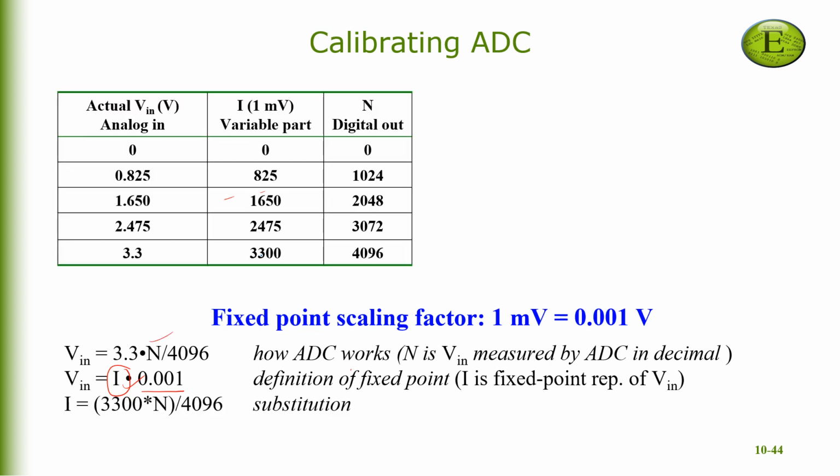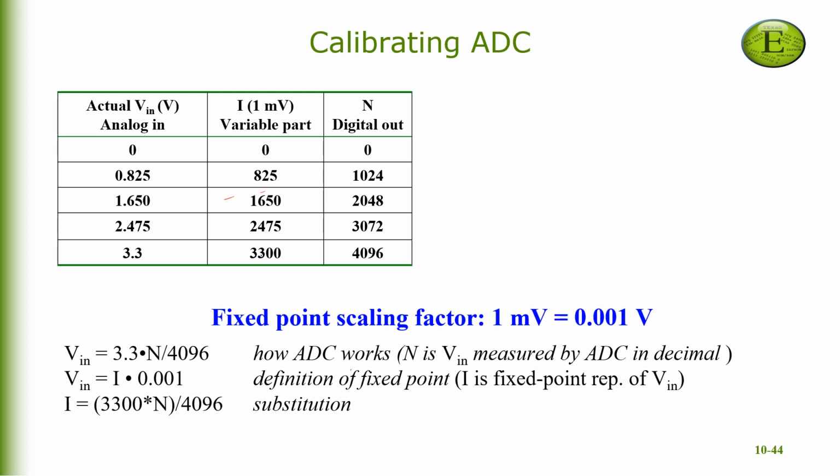So here is the idea. We equate these two equations containing Vin on the left hand side in both equations. We get I equals 3300 times n divided by 4096.